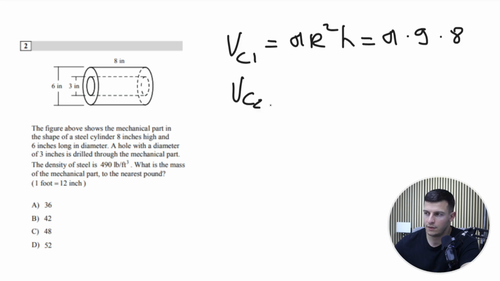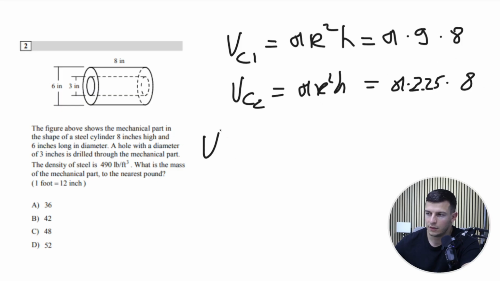The small one, C2, is going to be equal to, again, pi r squared h. H is still the same. Pi is still the same. The diameter is 3, so half of that, the radius, will be 1.5. So 1.5 squared is 2.25.